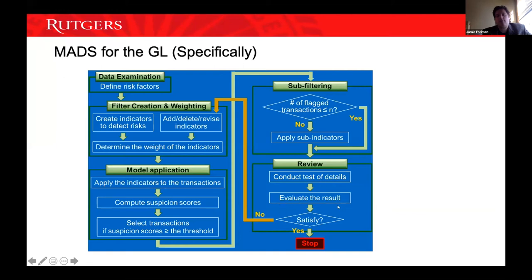And to evaluate the results, we use the information that the auditors gave us about the importance of different problems that we'd be detecting. If there are issues with any of this, we repeat the process, basically. So it's an iterative process until we get it rolling.